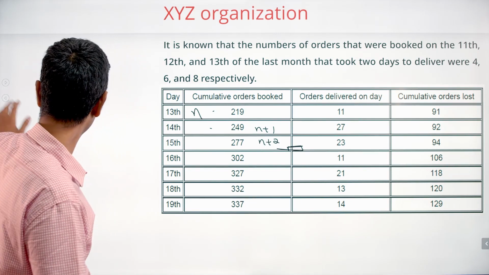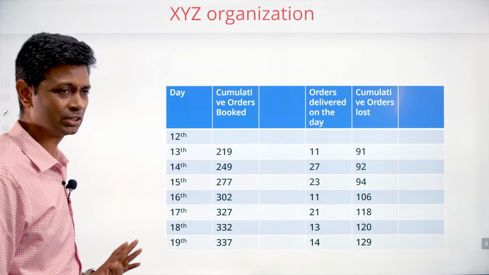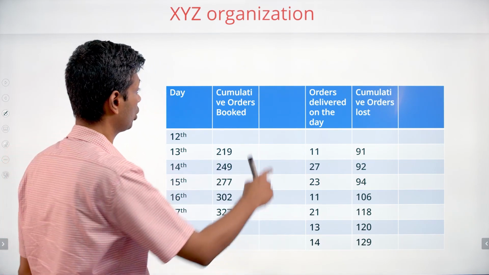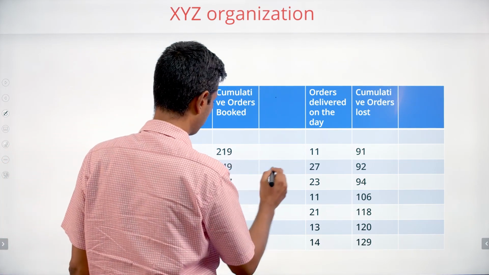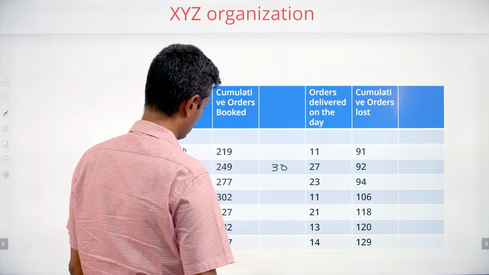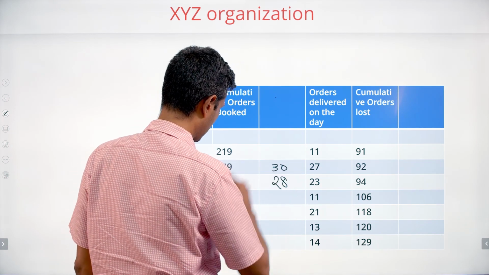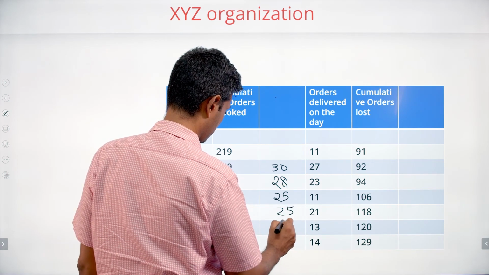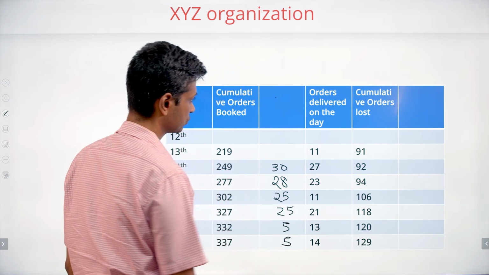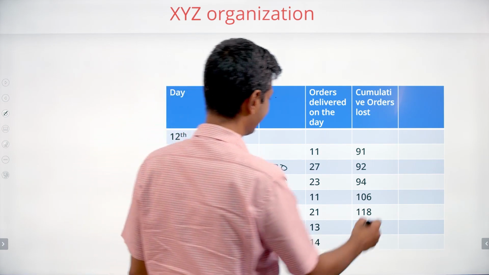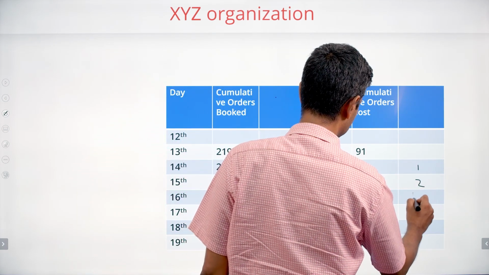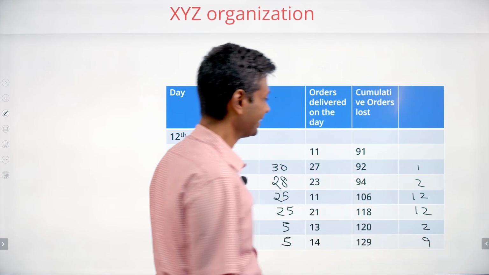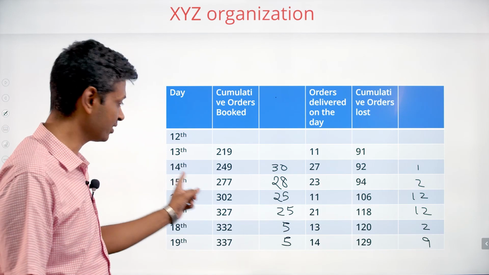And first of all, I don't like to deal with the cumulative numbers. So let's go to what was order booked on each day. Orders booked on each day, if we fill that, 249 minus 219, this would be 30. 277 minus 249, 28. This is 25. Orders lost, 92 minus 91, 1, 2, 12, 12, 2, 9. These are the orders lost on the day.